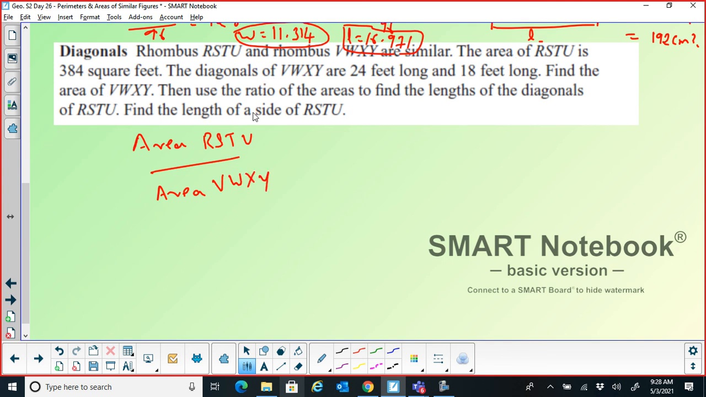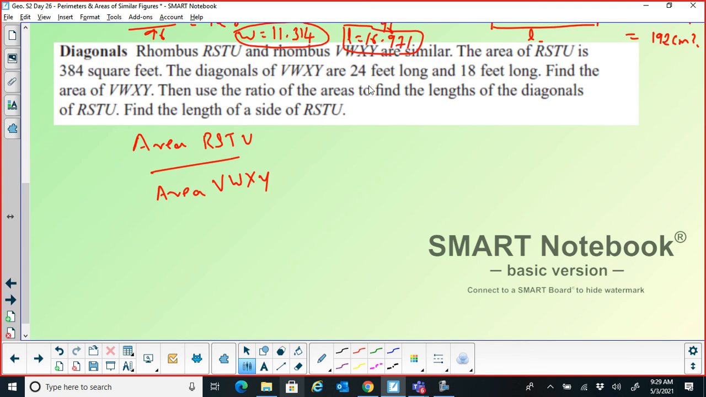The area of RSTU is 384 square feet. The diagonals of VWXY are 24 feet long and 18 feet long. Find the area of VWXY. Then use the ratios of area to find the lengths of the diagonals of RSTU. So first let's find the area.